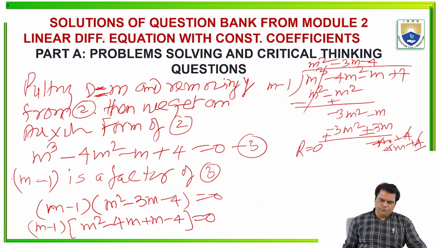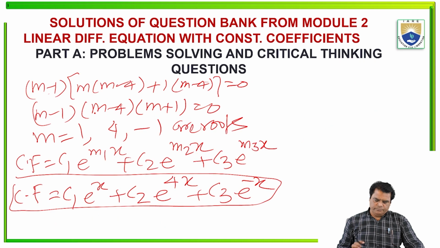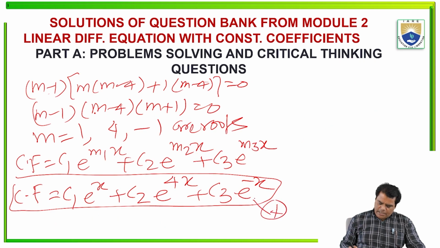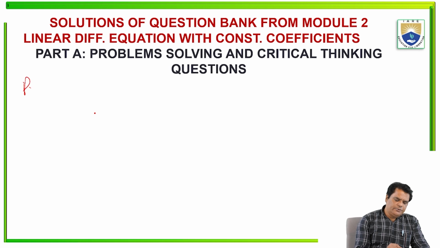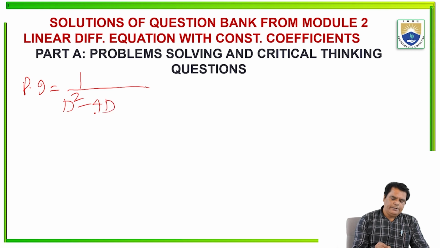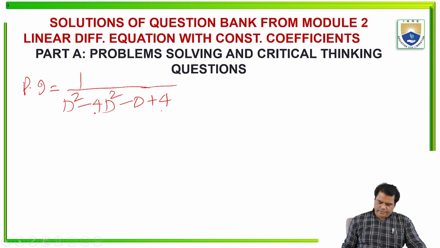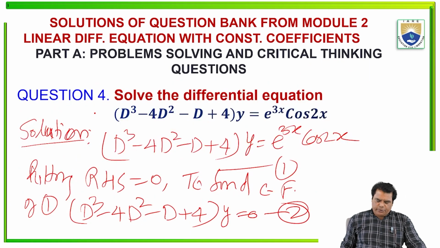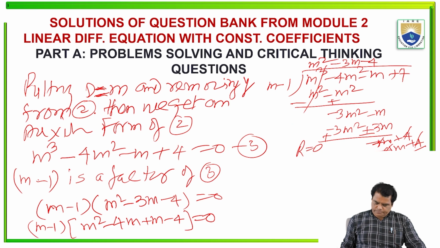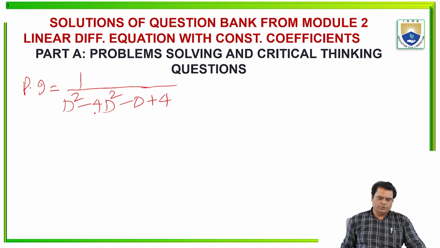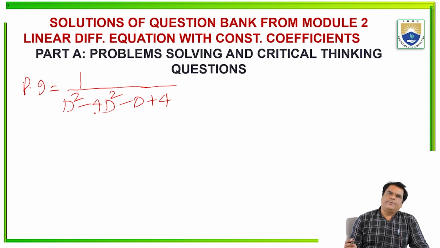Okay. So this equation is 4. Now PI is equal to 1 upon D² − 4D + 4 (D² − D + 4 − D + 4), D² − 4D² − D − 4 + 4. So now we find the second part, PI, for which Q is e^(3x) cos 2x.